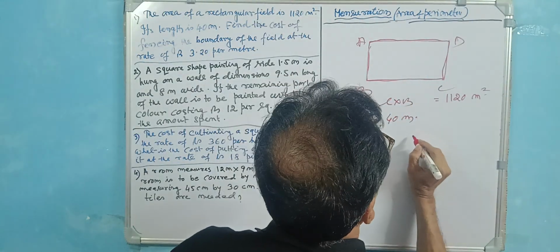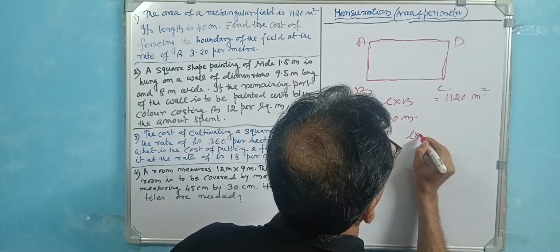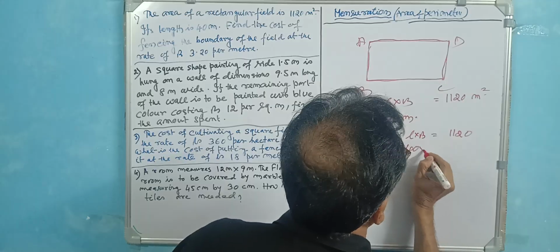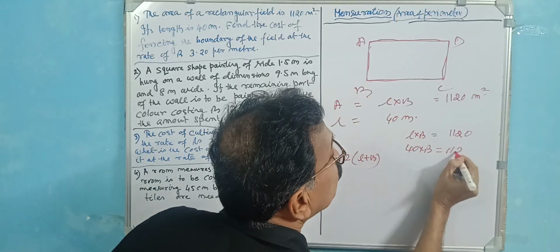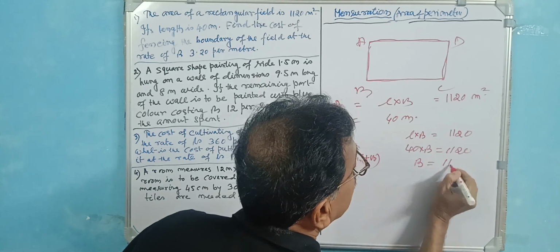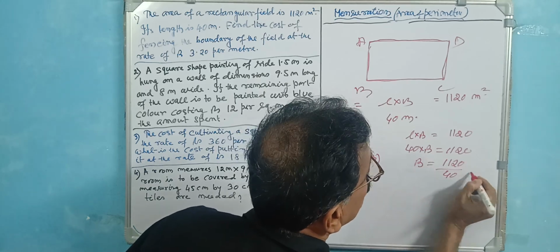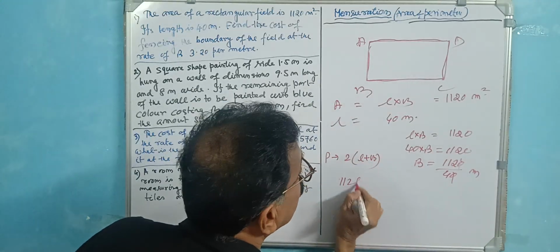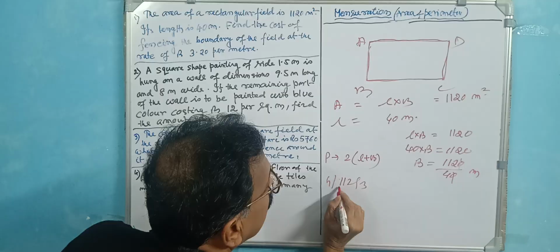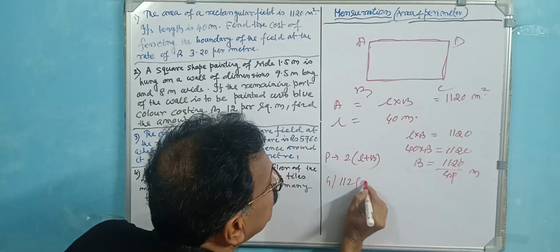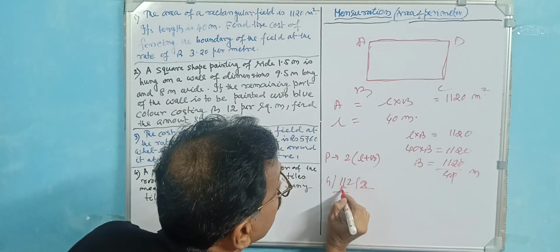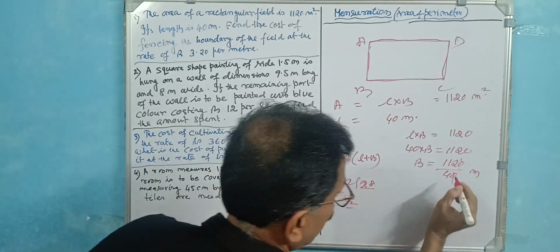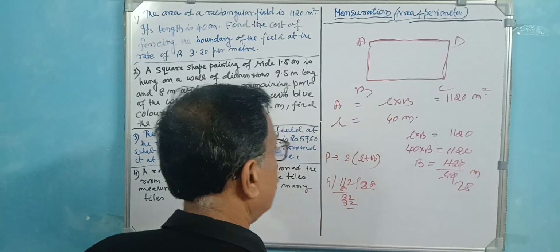breadth. So this is L into B, that is 1120. Out of this L is 40 into B, that is 1120. So what is B? B means the breadth, that is 1120 by 40. So this is meter. And if we cut this, 11, 2, this is 4, 3. No, this is 2, 8, 20, 30. So this is 28. Okay, it's clear to you?